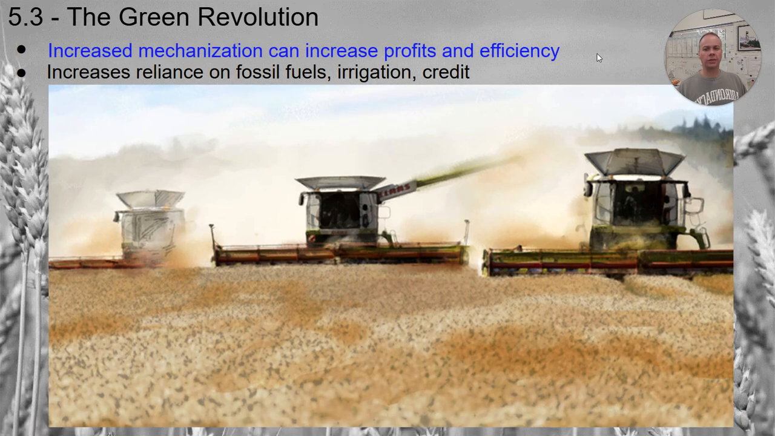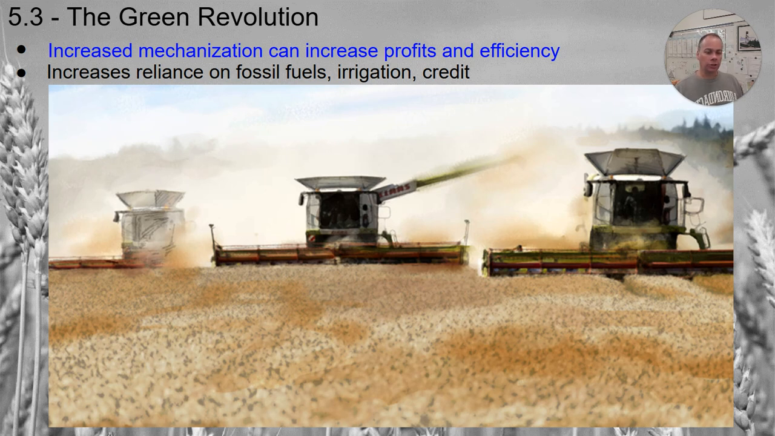So these new methods of growing crops, which include increased mechanization, and the large scale, large corporations who can invest large amounts of capital can increase profits, can grow crops more efficiently. But also at the same time, it drastically increases the reliance on fossil fuels. Okay? Fertilizers require fossil fuels. All of this mechanization equipment requires fossil fuels. It requires more irrigation, which means extracting more groundwater.